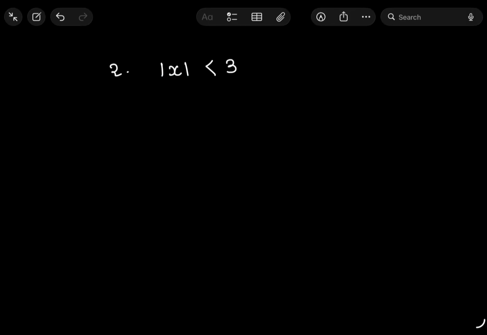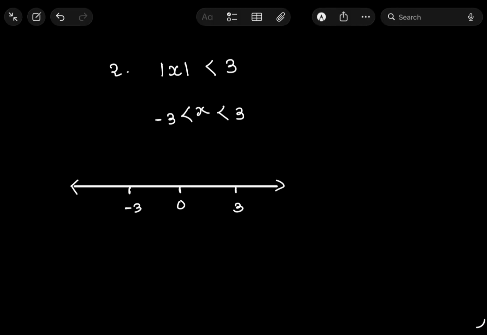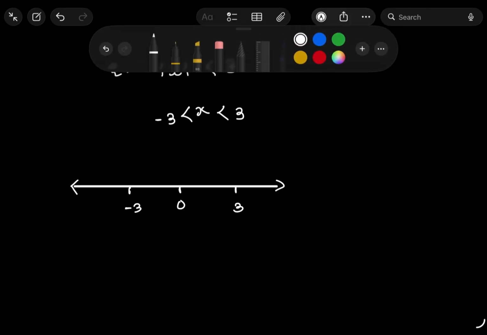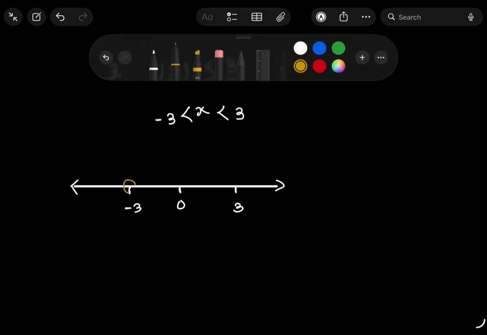Okay. For number 2, we have modulus of x less than 3. So x can be, as we already learned from the properties, greater than negative 3 but less than 3. So let's describe it on the number line here. We have 0, negative 3, and positive 3. When we draw it, here is negative 3 and here is positive 3. X is larger than negative 3, which we sketch on the right side, and less than positive 3, so the left side. The solution lies between these.